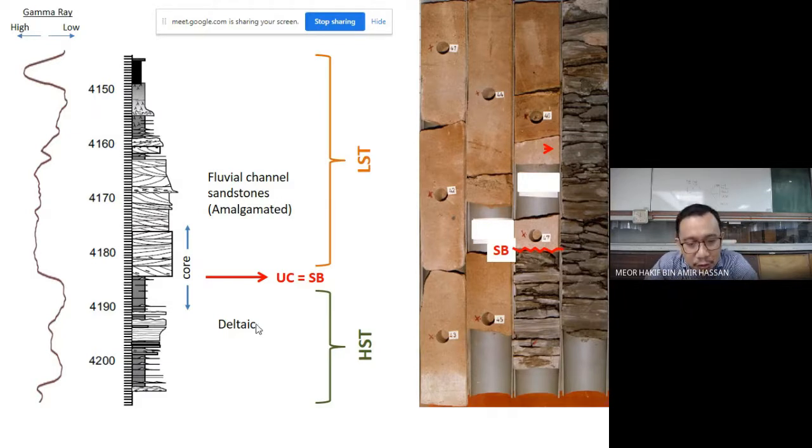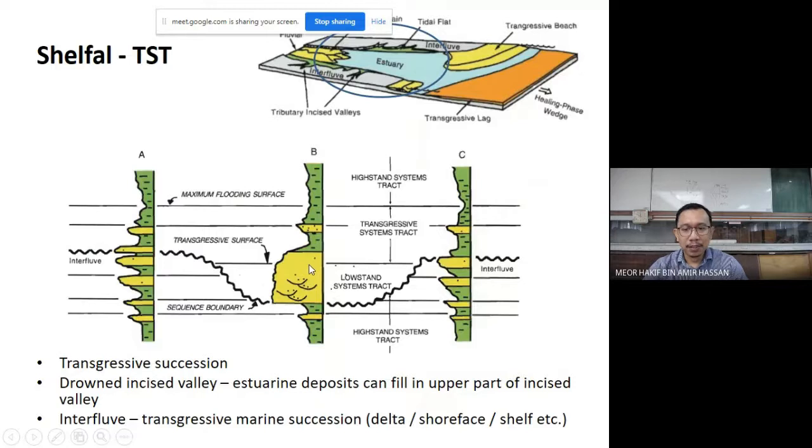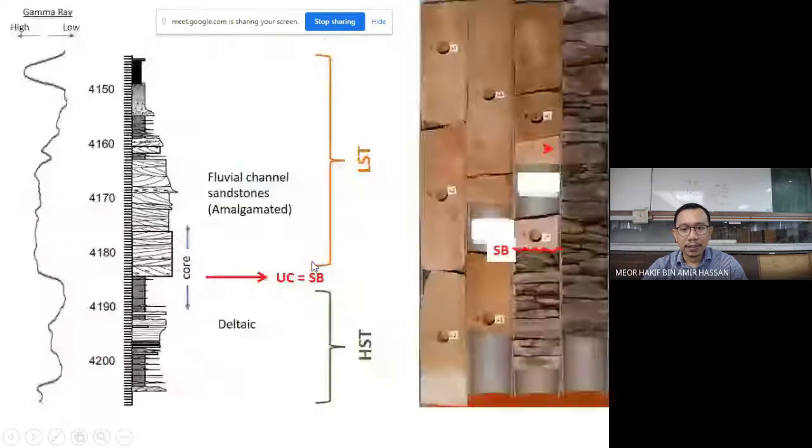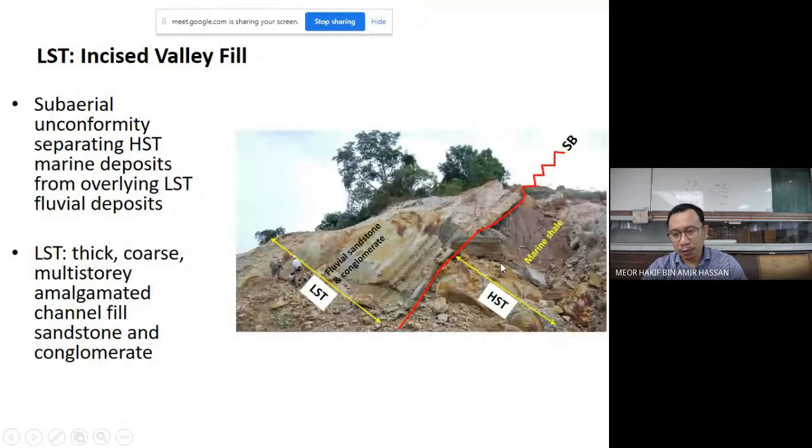And the bottom part here is going to be the HST. These are deltaic deposits. Right? And you have the sequence boundary here between the deltaic deposits and the fluvial LST deposits. So I've also already marked the sequence boundary here, the unconformity here. Okay. So a nice example of a sequence boundary. This is from offshore Sarawak. Yeah? This is Miocene age. The outcrop before, I should mention to you these kinds of things also. So this picture here is from Labuan, and this is also Miocene age.